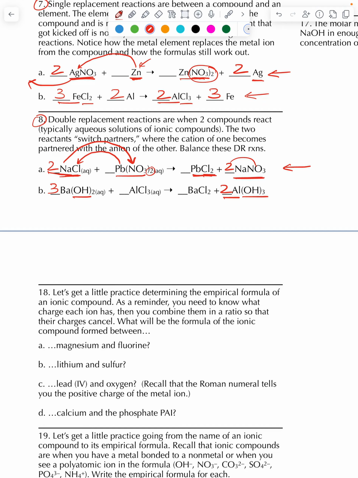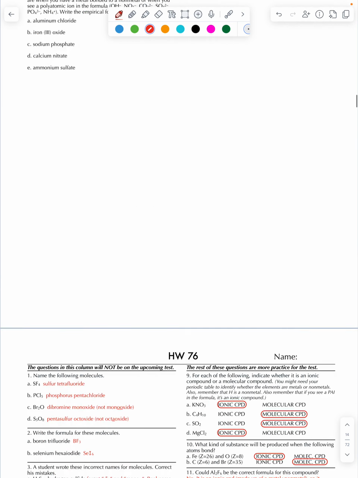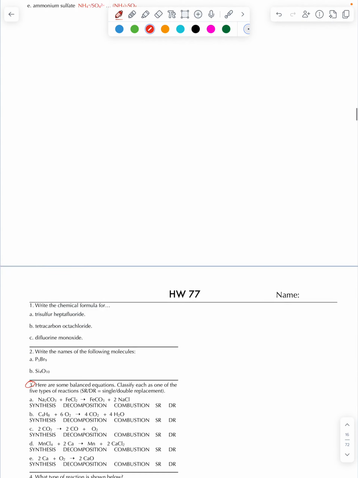Okay, 2 aluminums, I better put a 2 here. 3 bariums, I better put a 3 here. Is everything balanced? Yep. Easy, right? All right, we're zooming through these.